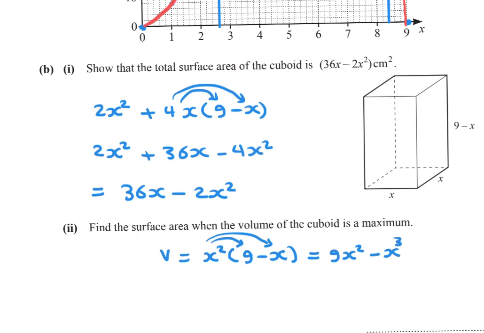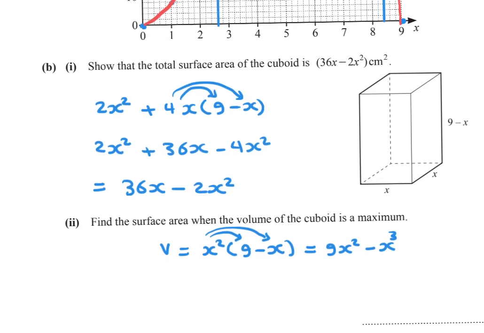To find the maximum or the minimum for the volume of the cuboid, find the derivative and equate it to 0. The derivative of V, dV over dx, equals the derivative of 9x squared, which is 2 times 9, 18x, and the derivative of x to the power 3 is 3x to the power 2, so minus 3x squared. Now equate to 0.